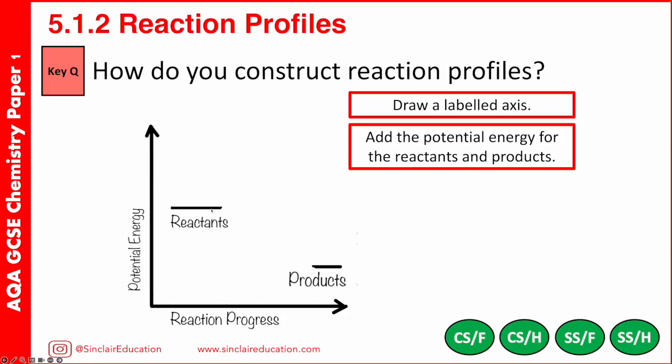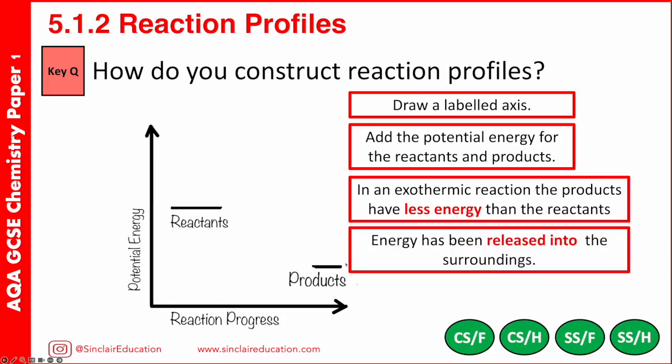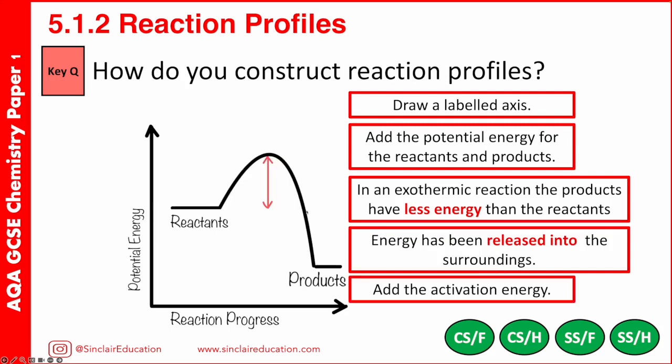And in this case, because it's exothermic, I'm going to step that down here for my product line. So in this exothermic reaction, the products have less energy, so I've lowered the potential energy down. And this is all down to the fact that energy has been released into the surroundings. Once that's done, we'll then join these 2 with a hump, and the bottom of that reactant line to the top of the hump is known as the activation energy.